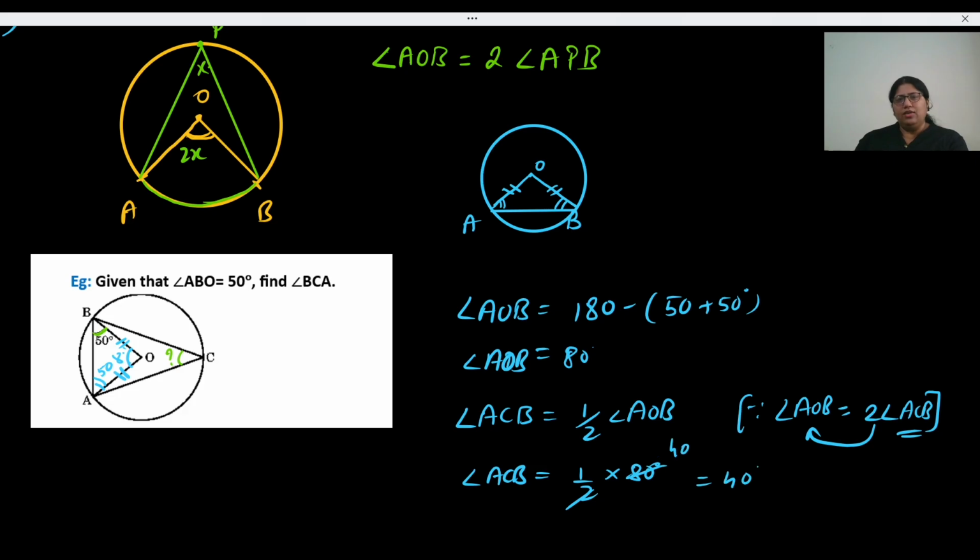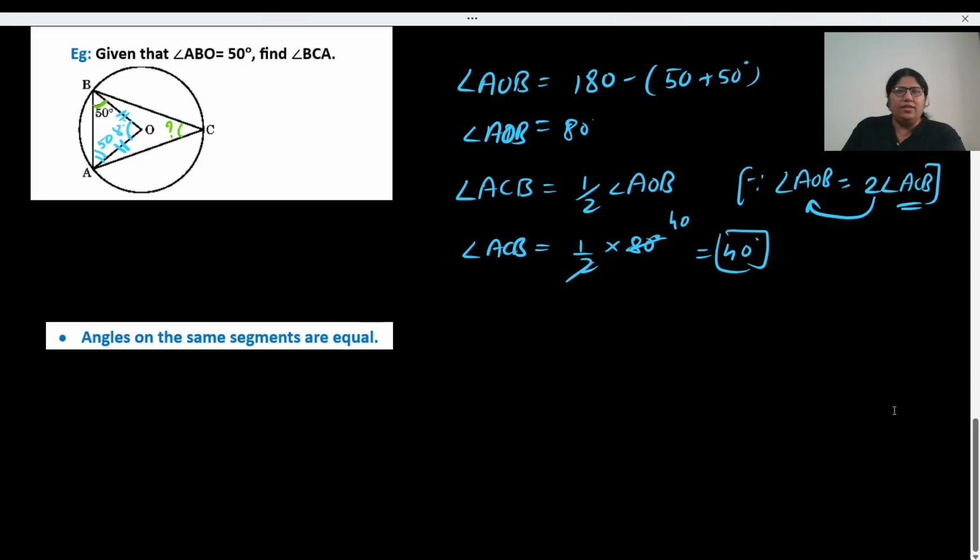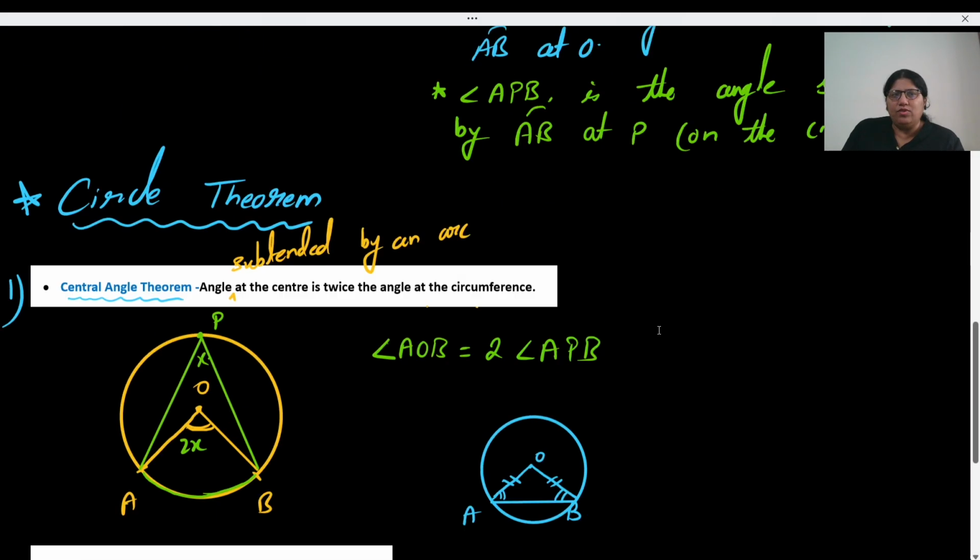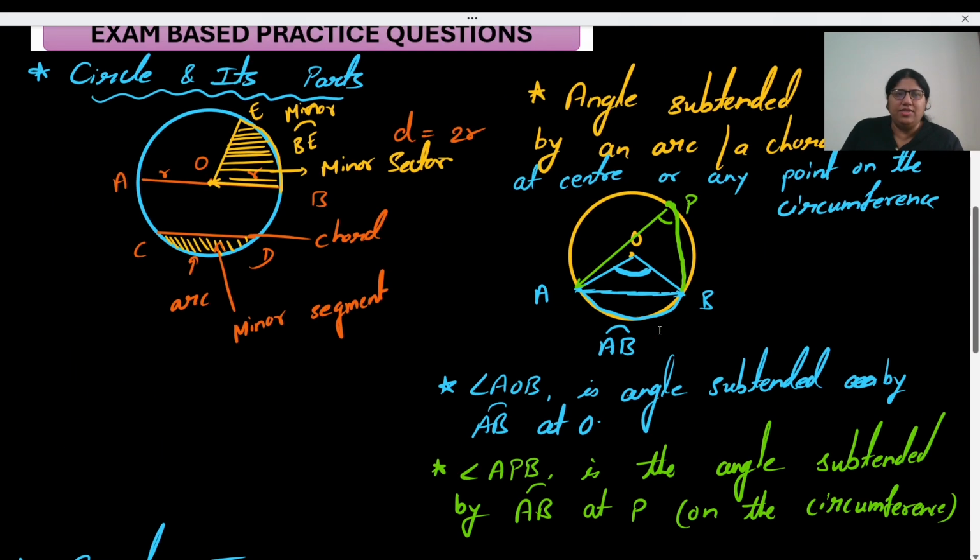So your answer using this first theorem, we will get the answer as 40 degrees. This is the next theorem, which states that angles on the same segment are equal. This is theorem 2, based on arc property. Now, what is the meaning of segment? Because I was telling you here it is on the same segment.